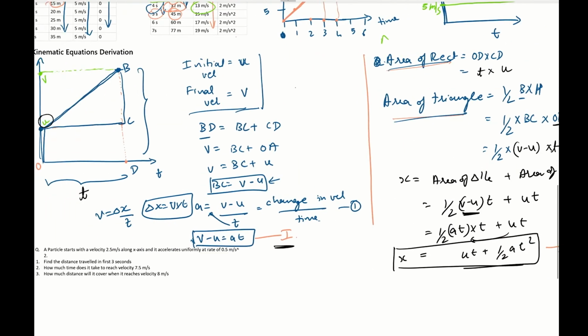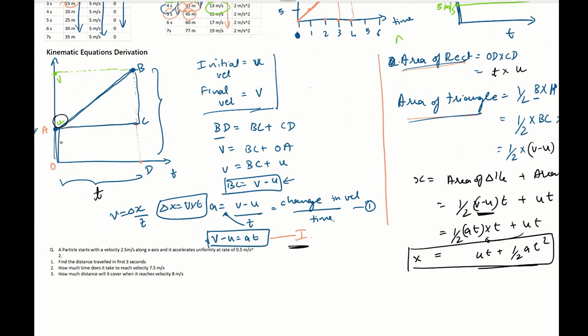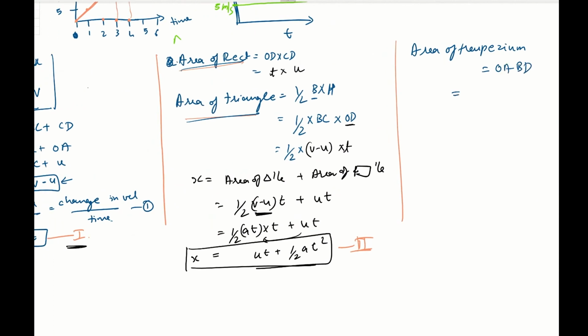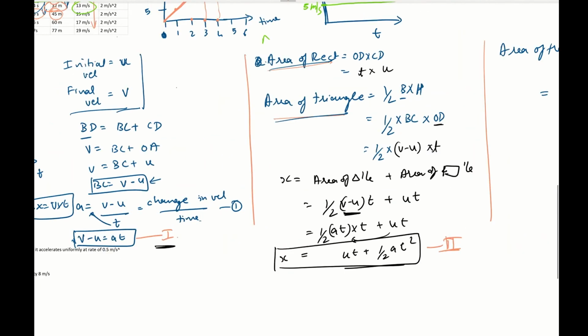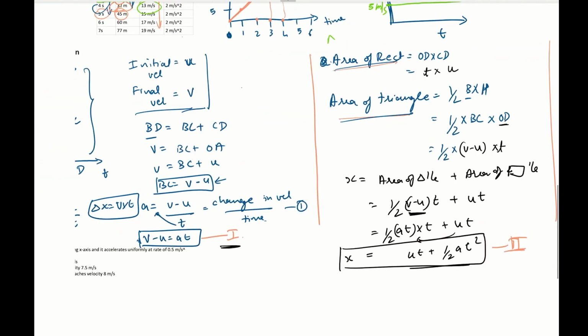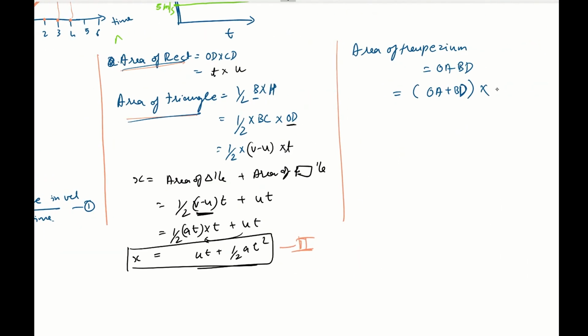The area of the trapezium would again be the change in position, or the position. The trapezium is OABD, and its area is given by adding the two parallel sides, that is OA plus BD, and then multiplying that with the base, which is again OD, right? And you divide that by 2. So I'm just going to zoom it out.